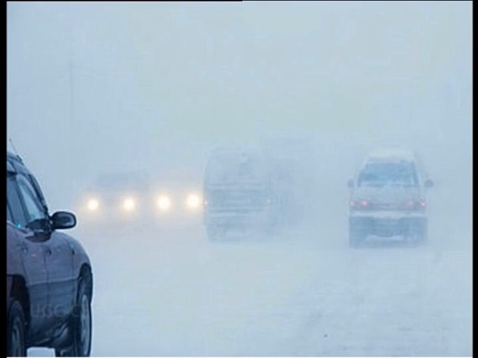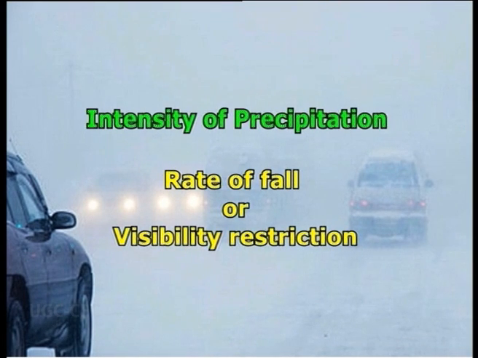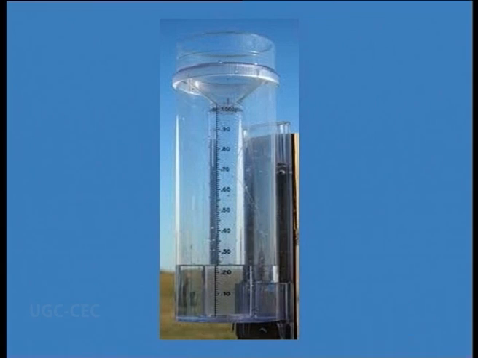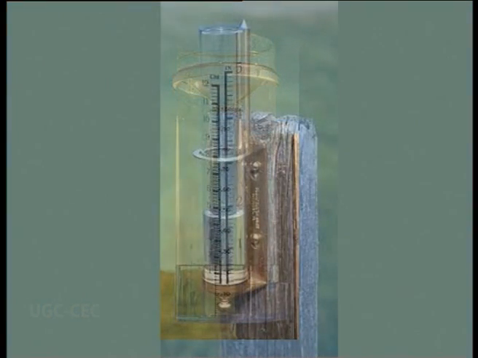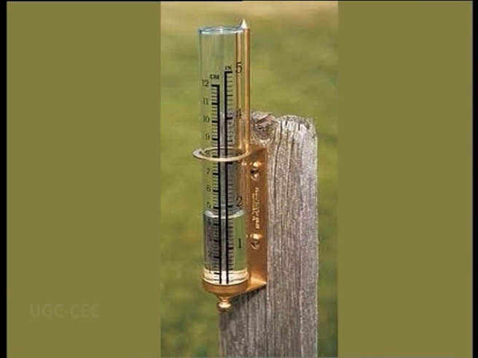These droplets are precipitated when the temperature of a cloud exceeds -40 degrees Celsius. Let us see how the intensity of precipitation can be measured. Precipitation intensity is determined either by rate of fall or by visibility restriction. The standard way of measuring the rate of rainfall is the standard rain gauge, which can be found in 100 mm plastic and 200 mm metal varieties.